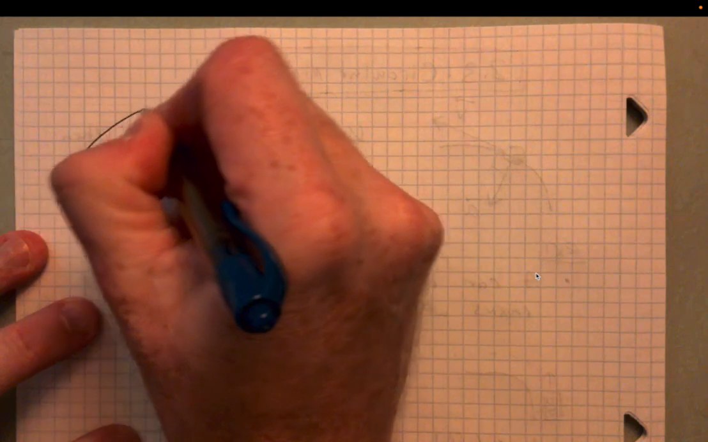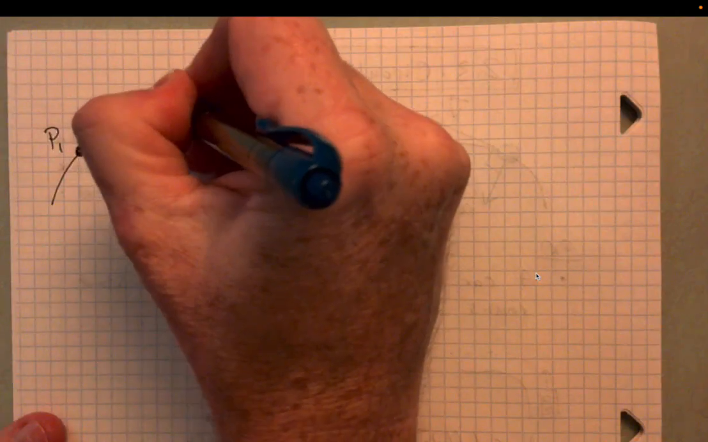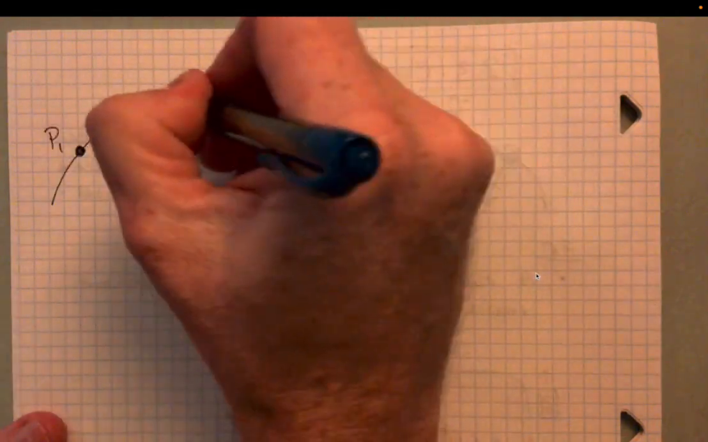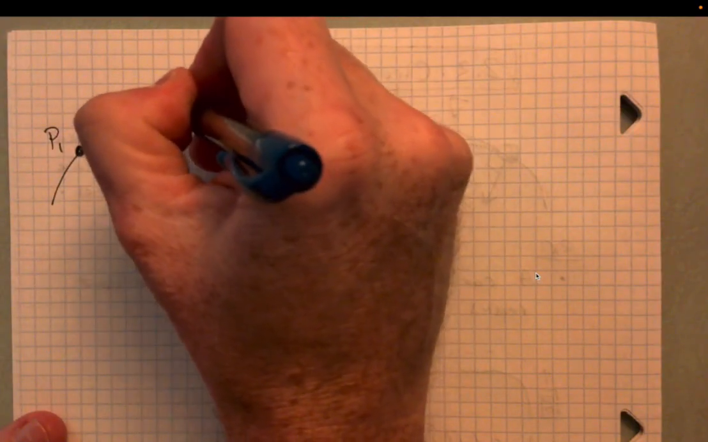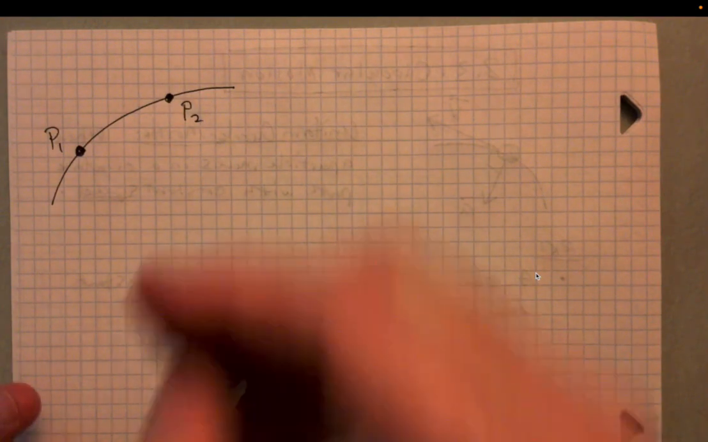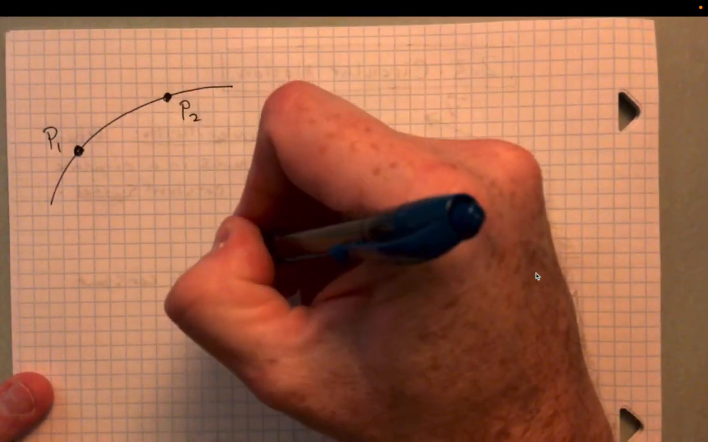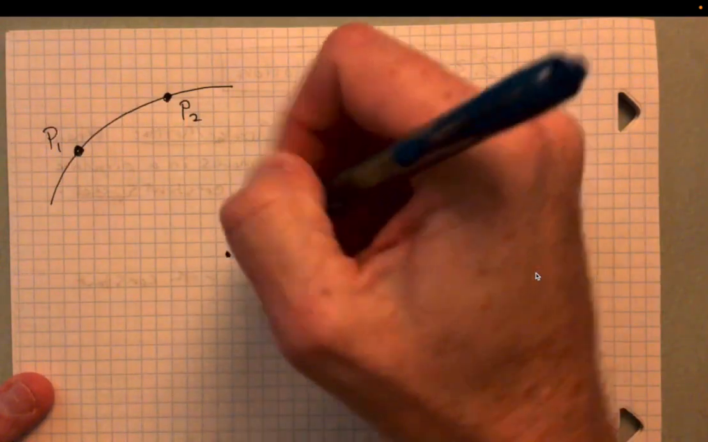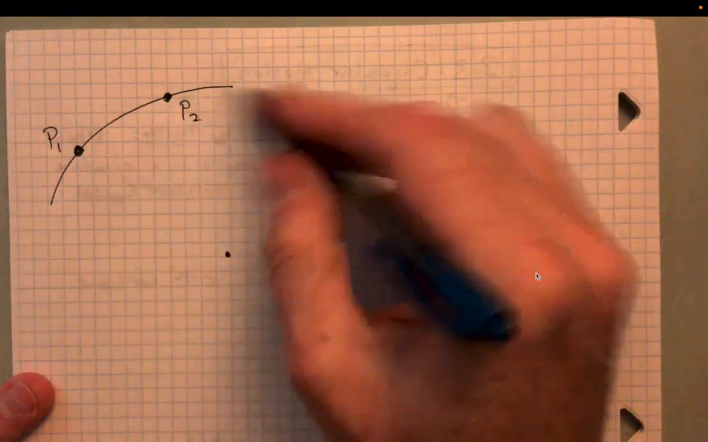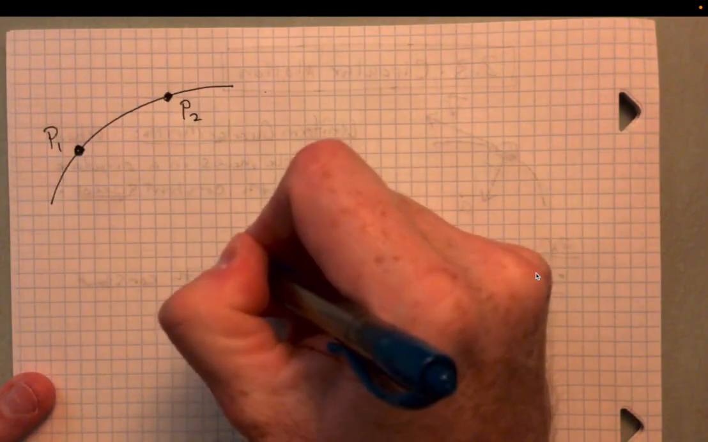So what we want to do is think about a particle moving along a path. We're going to say the particle is at P1 at one instant, and then later the particle is going to be located at P2. Now, this is going to be a circular path, and so there's going to be a hypothetical center to this circle, which we'll denote as O.